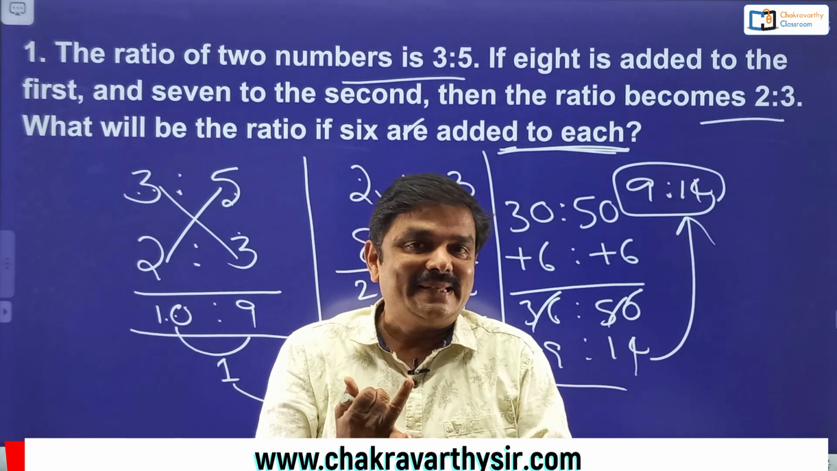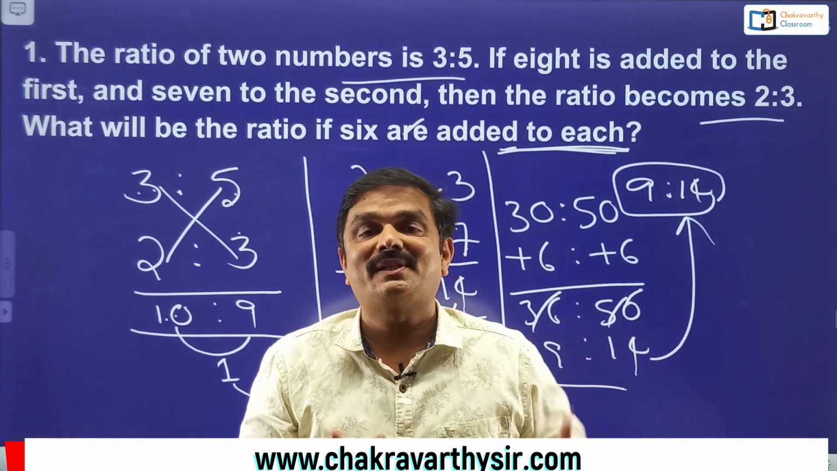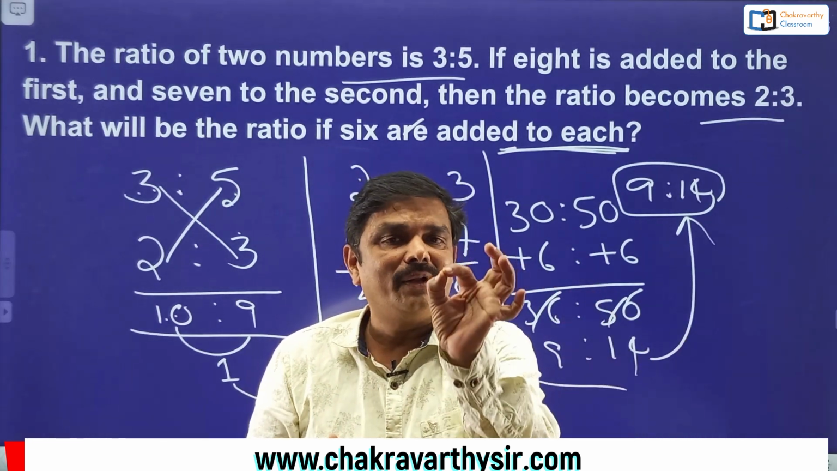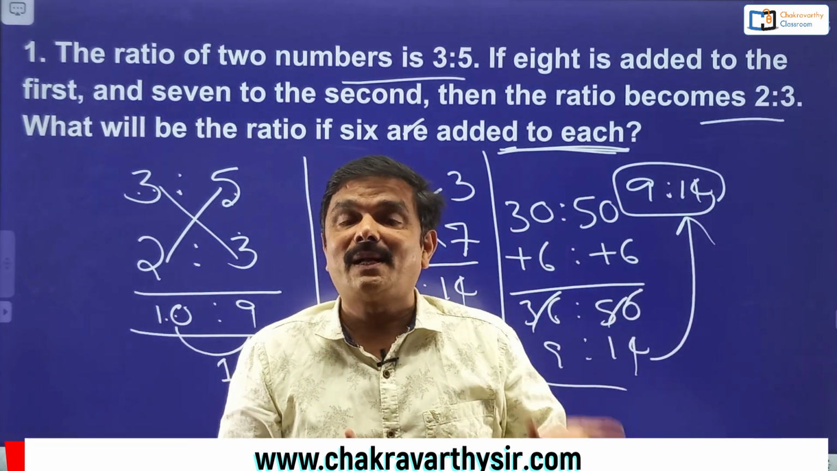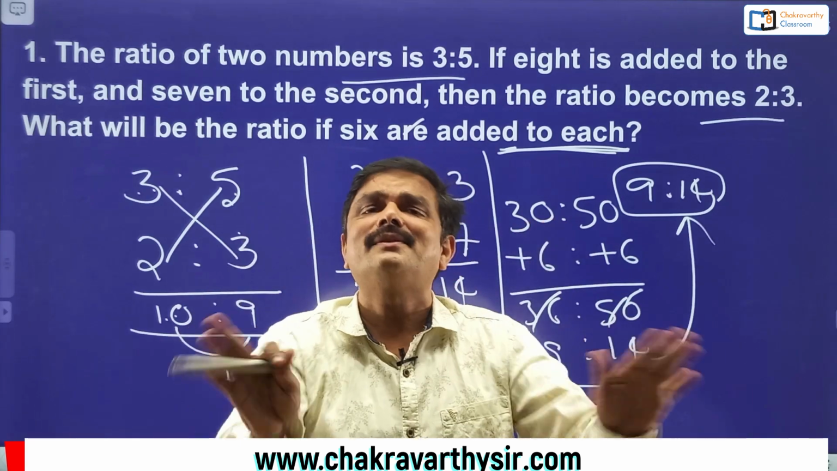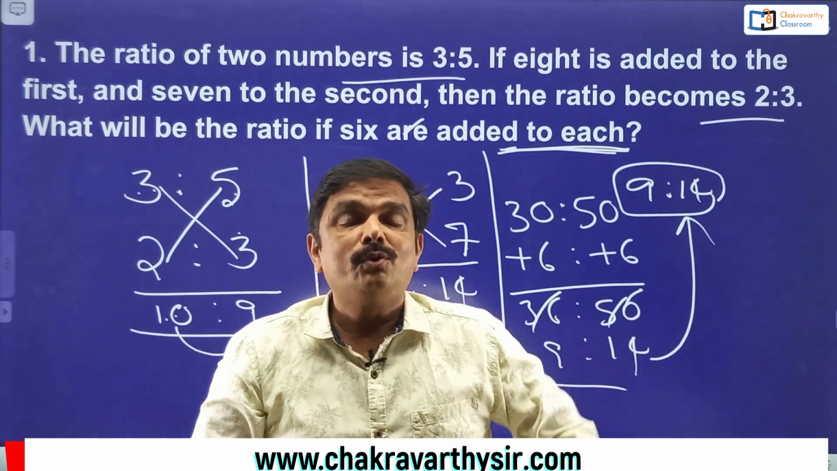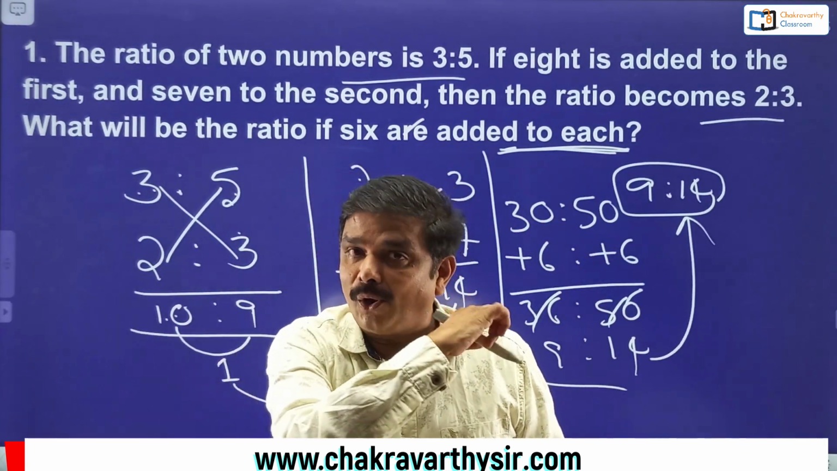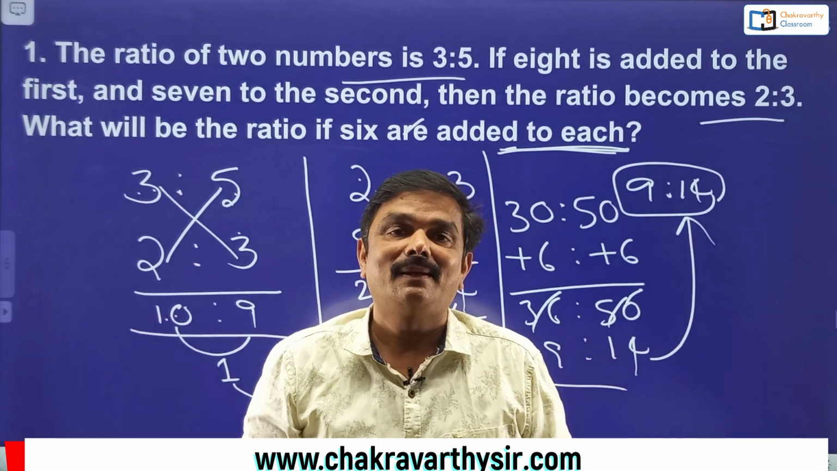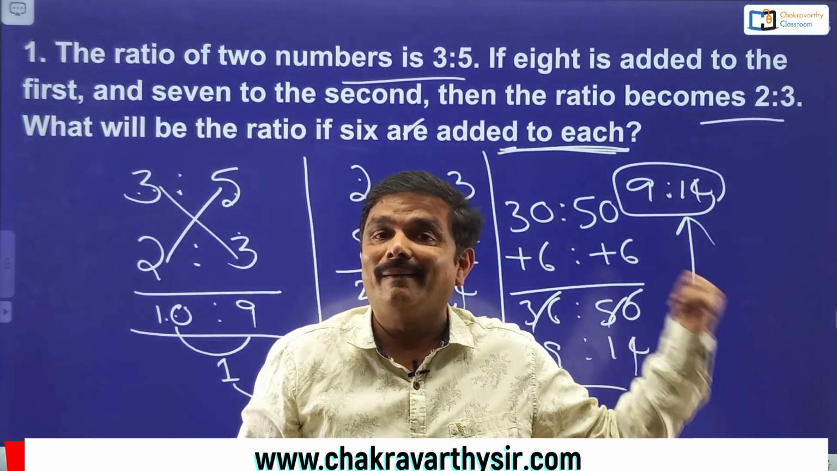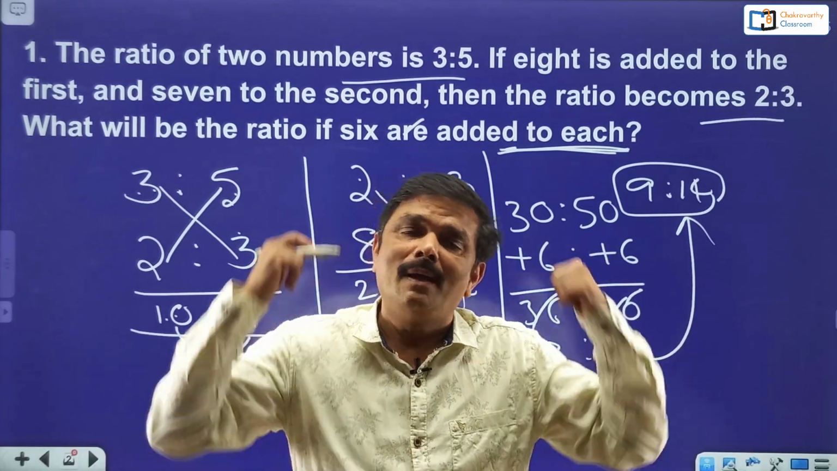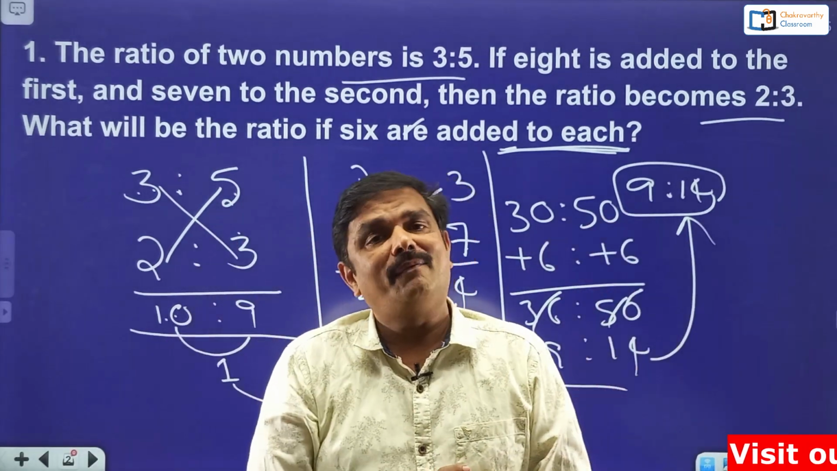For CGL and CHSL, this type of questions are generally asked in tier 1. May not be directly. Previously, they used to ask this type of questions directly as it is. But now you may get questions based on the logic used in these questions. Got the clarity? Once your concept is clear, you can develop this type of shortcuts. Many shortcuts can be developed.